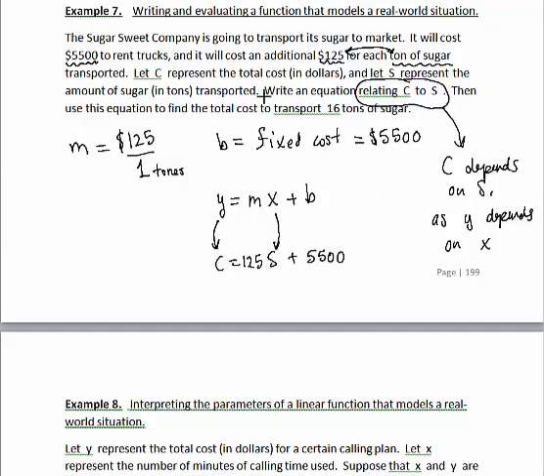So we've finished this part of the application problem. Then they want us to go back and use this equation to figure out how much it is going to cost for us to ship 16 tons of sugar. Well, we simply plug in 16 in the place of S, and we calculate it.